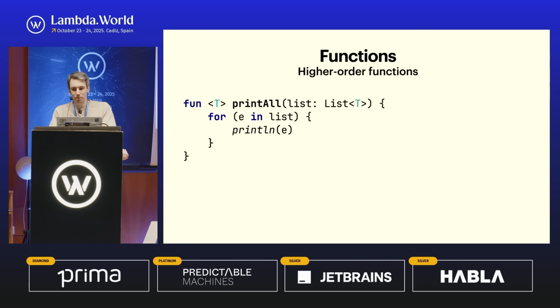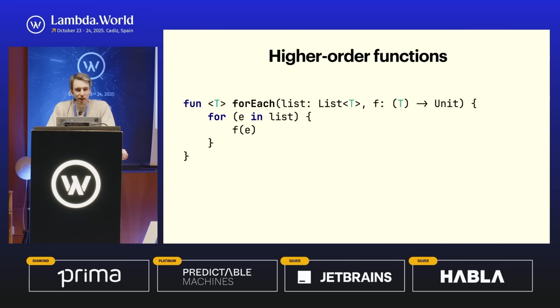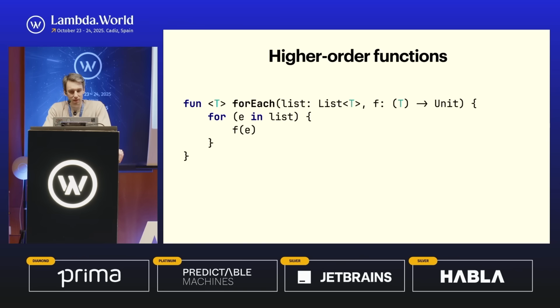So pretty straightforward. And if you want to make it more abstract and not only print, we can introduce higher order functions. In this example, we take two parameters. One of them is a list, the other one is just a function which works on elements of T and returns unit. And in the body of our for loop, we simply invoke this f function.